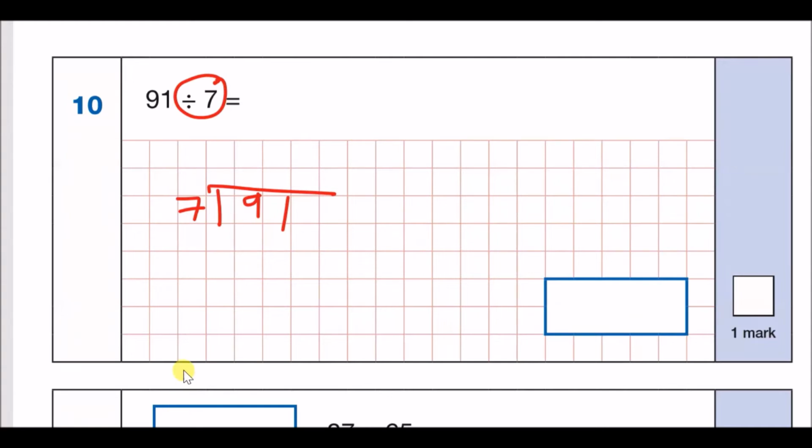And the trick is you ask yourself, how many times does 7 fit into 9? Well, if you count in sevens, it can only go in once. And you'll realize that you're going to have a difference of 2, the remainder of 2. So you carry it there. Then we ask ourselves, how many times does 7 fit into 21? Well, doing our 7 times table, we know it's 3 because it's 7, 14, then 21. So clearly it fits 3 times. That means the answer is going to be 13.